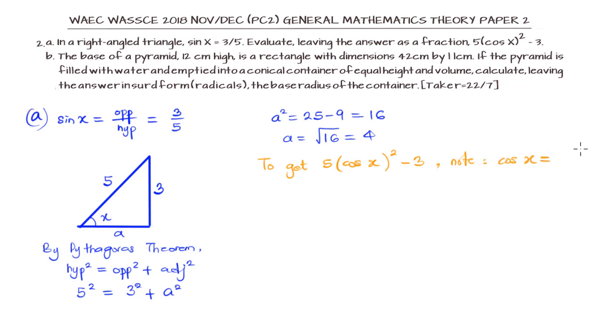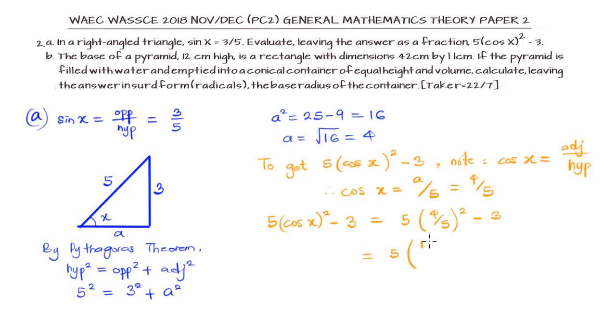we need to know that cos x is adjacent over hypotenuse, and we have gotten our adjacent. So our cos x will be a over 5, and a was gotten to be 4. So cos x is 4 over 5. So with this, 5 cos x squared minus 3 will be given as 5 multiplied by 4 over 5 all square minus 3. Now, that will be 5 into 4 square is 16, 5 square is 25 minus 3.